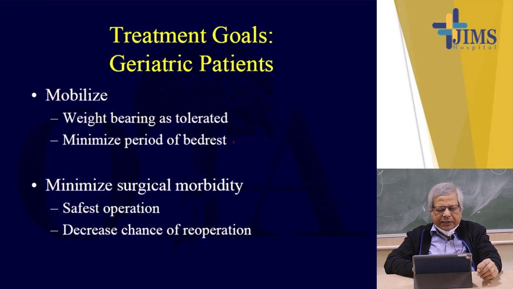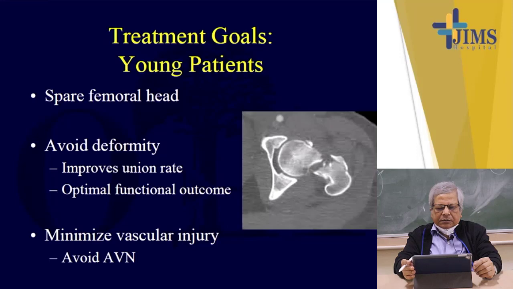And to minimize the surgical morbidity, that is, the safest operation has to be done, and decrease chance of reoperation. Only one operation is to be done. Because these patients have a lot of comorbidities such as hypertension, diabetes, COPD, neurological disorders, etc., etc.